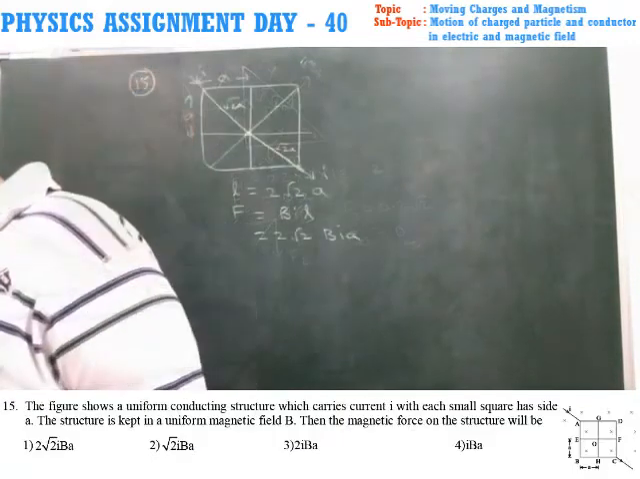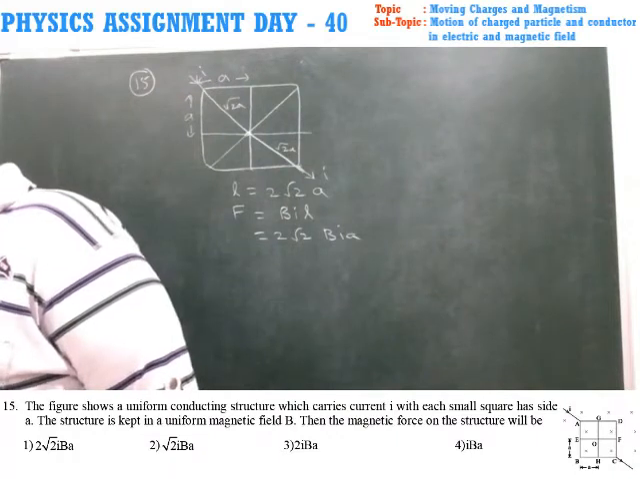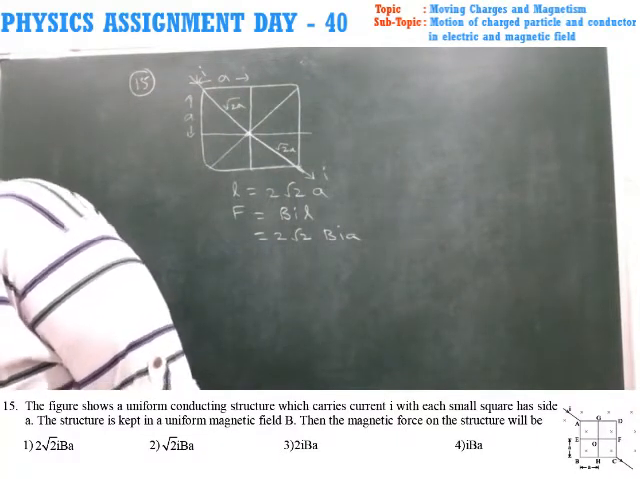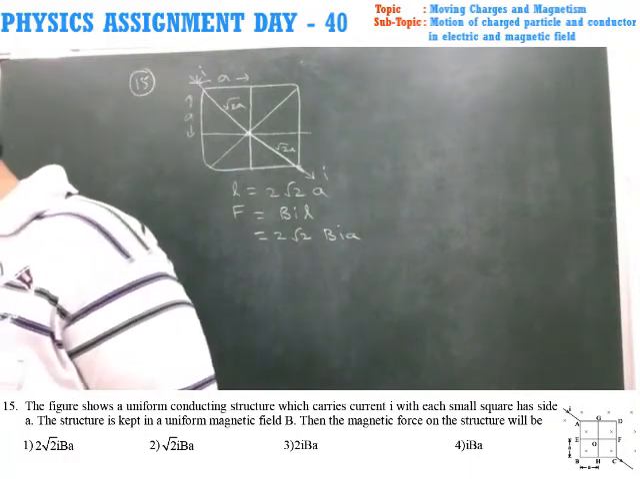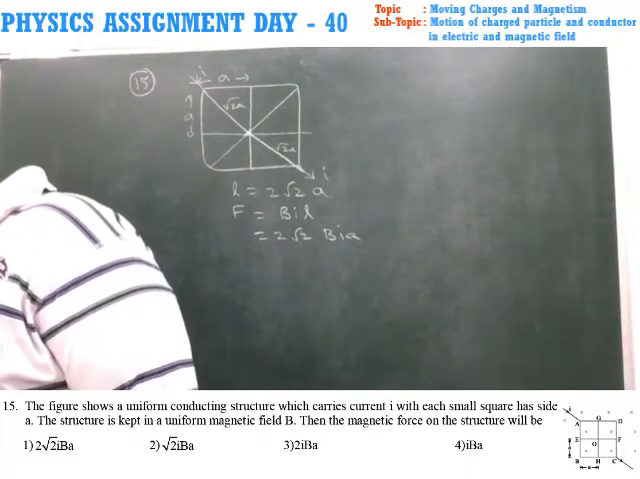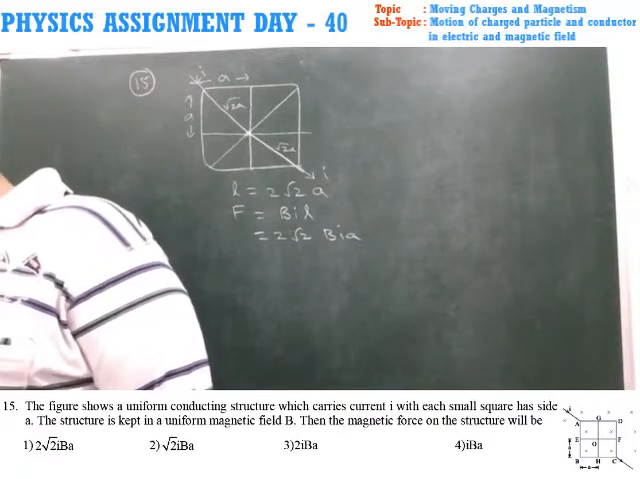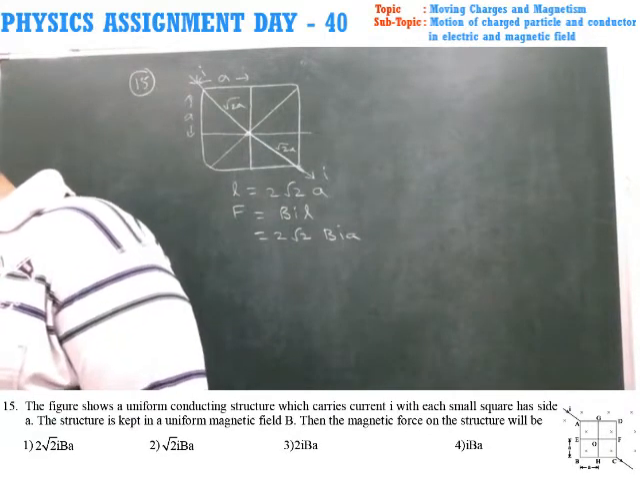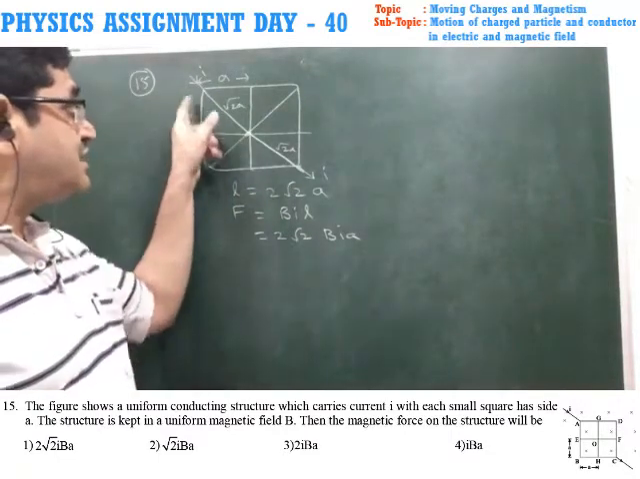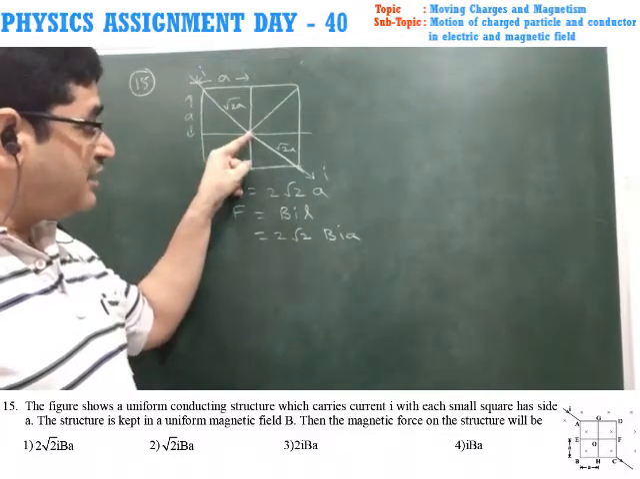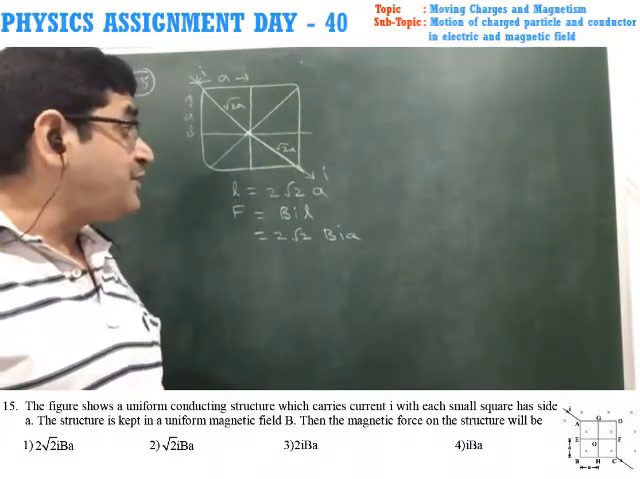In this question, what we are going to see is, the figure shows a uniform conducting structure which carries a current I, with each smaller square having side A. The structure is kept in uniform magnetic field B. Then the magnetic force on the structure will be? Try to understand: this is A, this is A, so this length will be root 2 A, and this will be root 2 A. So total effective length will be 2 root 2 A.